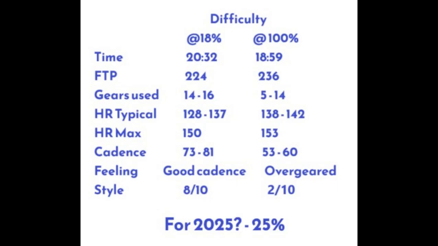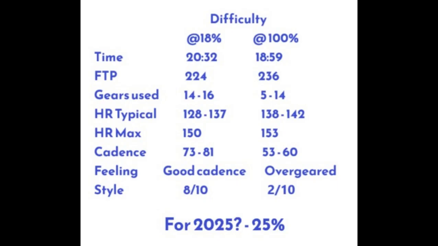So the FTP in the first test was maximum at the time of 224. Then in the meantime I rode a race that I won on Zwift Racing League, and my FTP rose to 230. And in this event, it went up to 236. So that's basically the difference.